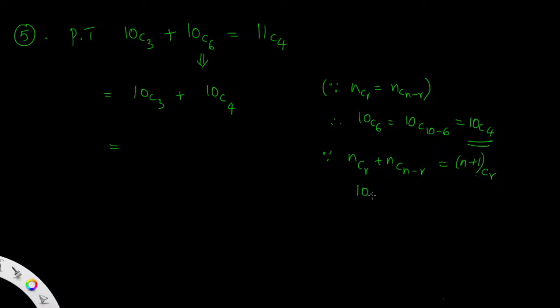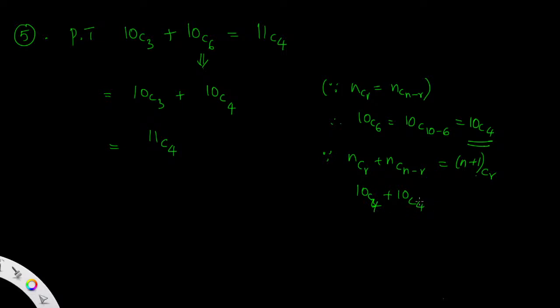nCr plus nC(r-1)... here 10C3 plus 10C4, that is equal to 10C4, using nC(n-r) equals nCr. Then it is written as 10C3 plus 10C4, which we can write as 11C4.